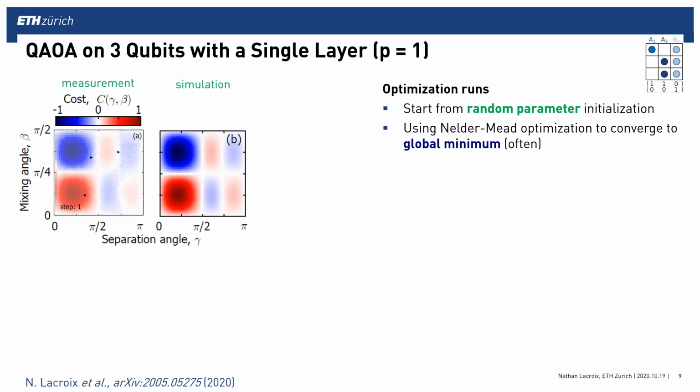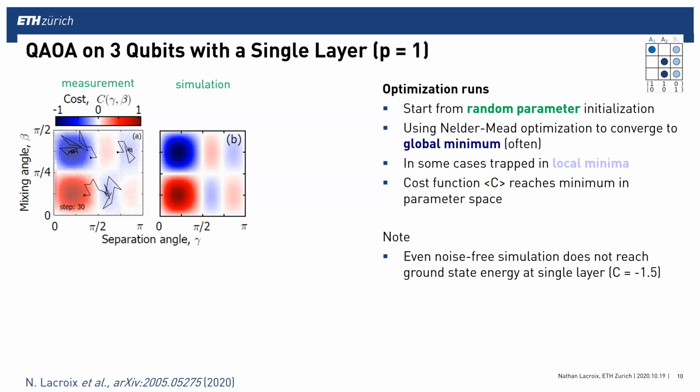And in that case, we initialize gamma and beta at random. So we show here 3 selected random initializations with black triangles. And we let the Nelder-Mead optimizer find a set of parameters that minimizes the energy. What we see in most cases is the behavior here in the upper left, where the optimization trace converges to the global minimum of the optimization landscape. However, in some cases, we do notice that the optimization traces converge to local minima.